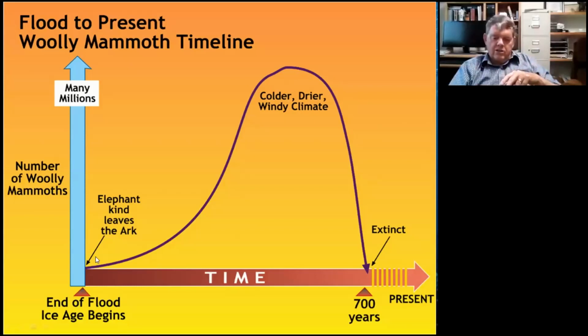But anyway, they'd start slow. They'd diversify, and they would double every 10 years. And soon their populations would mushroom and become many millions. And the climate would become colder, drier, and windy. And all those conditions caused them to go quickly extinct by about the end of the ice age. That's the woolly mammoth timeline.